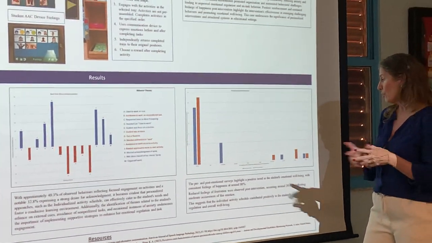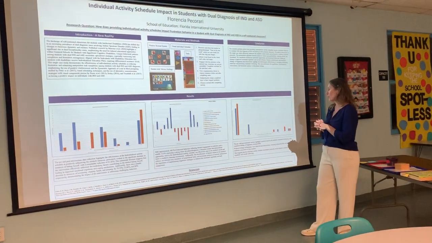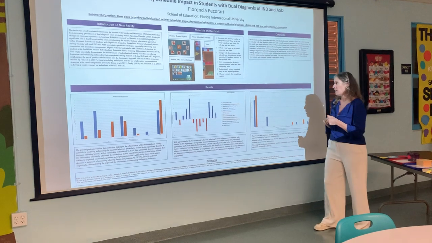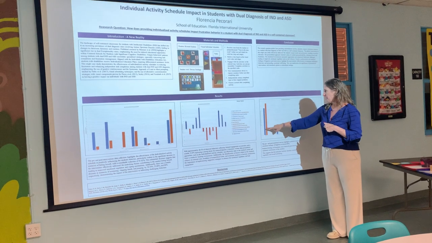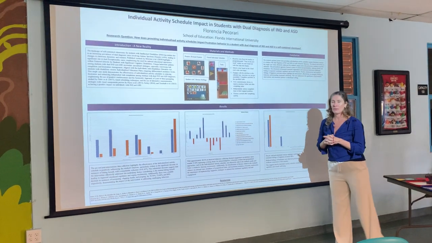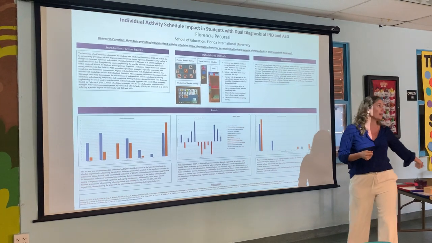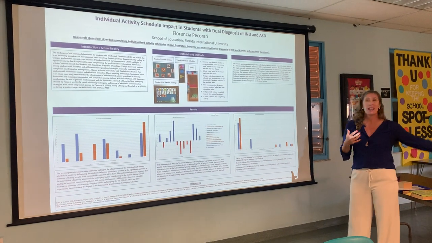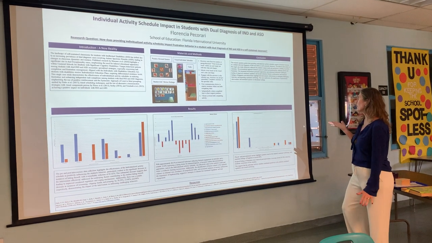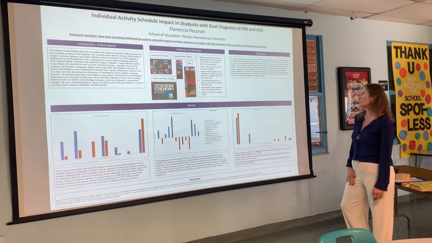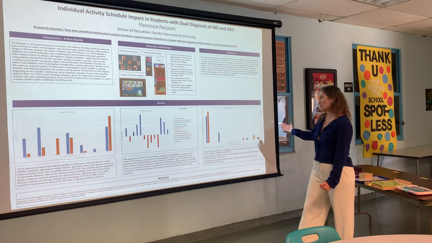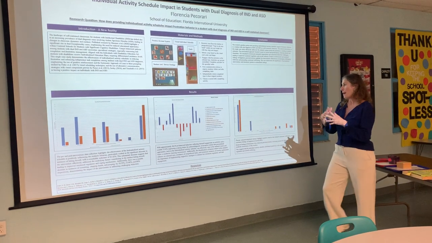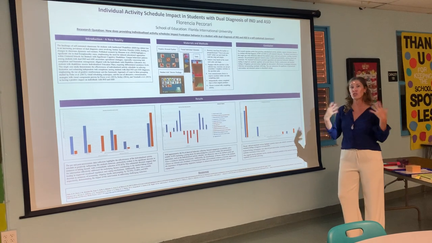The pre and post emotional survey highlights, again, a positive trend in the student's emotional well-being, with consistent feelings of being happy, around 80%. But there is an improvement, because at the beginning she showed it less often. So the conclusion: the research question asks how providing individualized activity schedules impacts frustration behavior in a student with a dual diagnosis of IND and ASD. As you see, all the data aligns: the student shows happiness, the student shows being on task twice, and the student shows well-being in general.